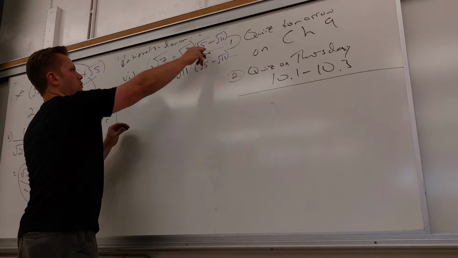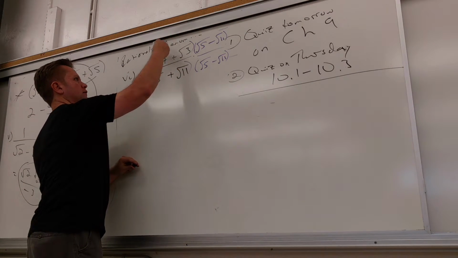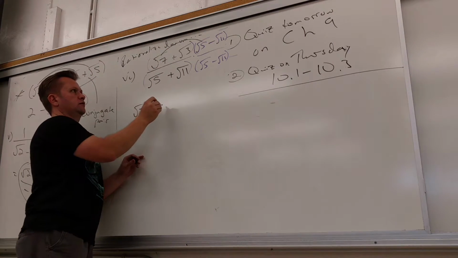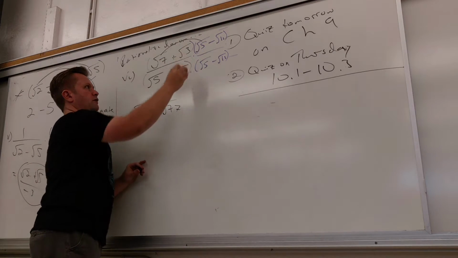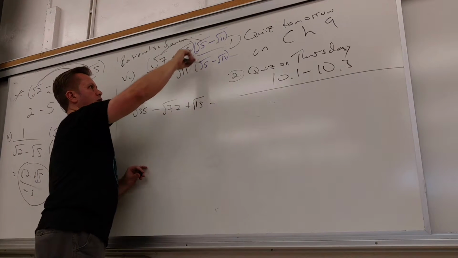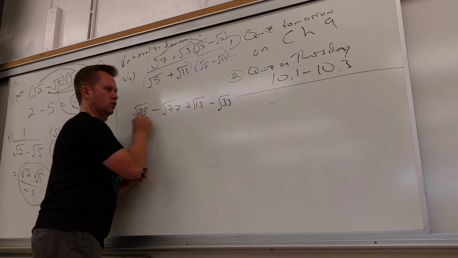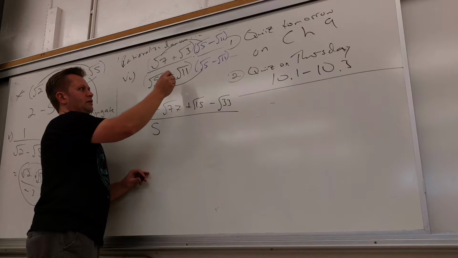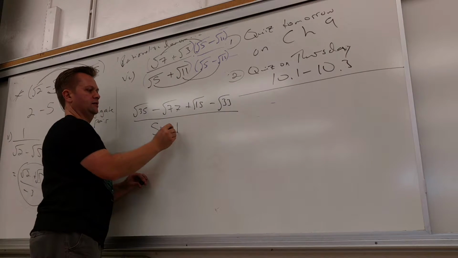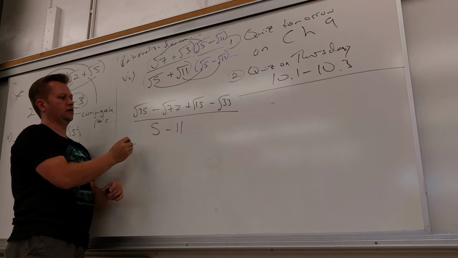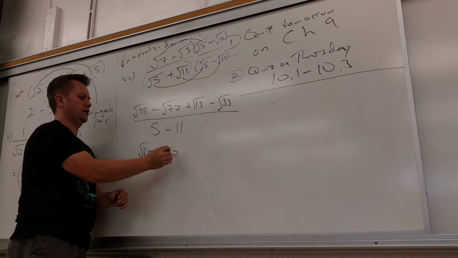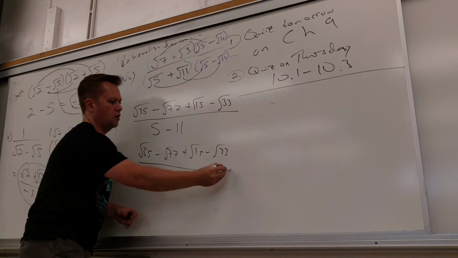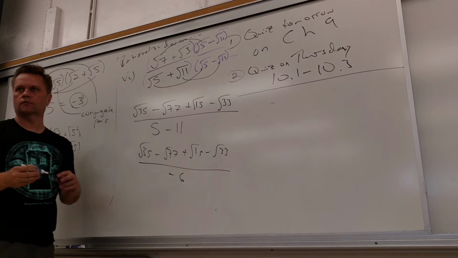So on the top, you've got work to do. What's rad 7 times rad 5? Rad 7 times negative rad 11. Rad 3 times rad 5. Rad 3 times negative rad 11. Over. Rad 5 times rad 5? 5. Rad 11 times rad 11? I like it. So then I've got rad 35 minus rad 77 plus rad 15 minus rad 33. No like terms, nothing I can do with that. All over negative 6.